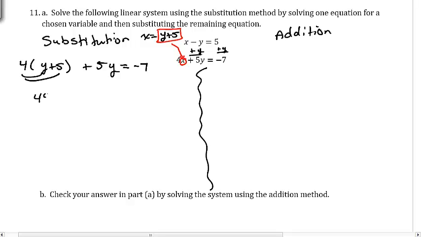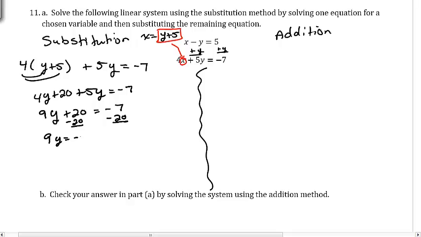So I have to distribute this 4. That gives me 4y plus 20, plus 5y equals negative 7. And we have 4y and 5y, that's 9y, plus 20 equals negative 7. And then subtract 20 from both sides. We get 9y equals negative 27. And then divide by 9, and we get y is equal to negative 3.